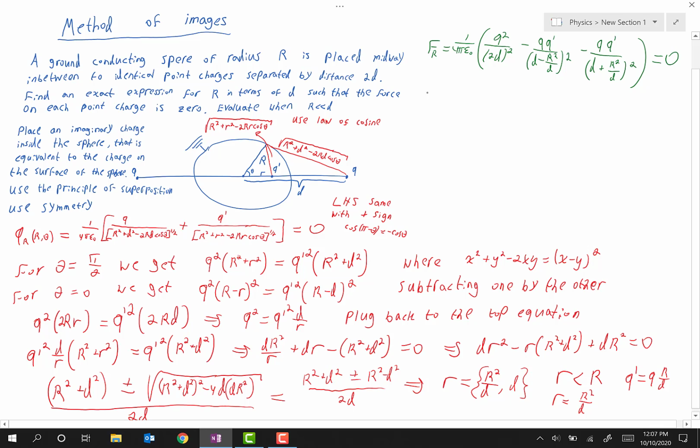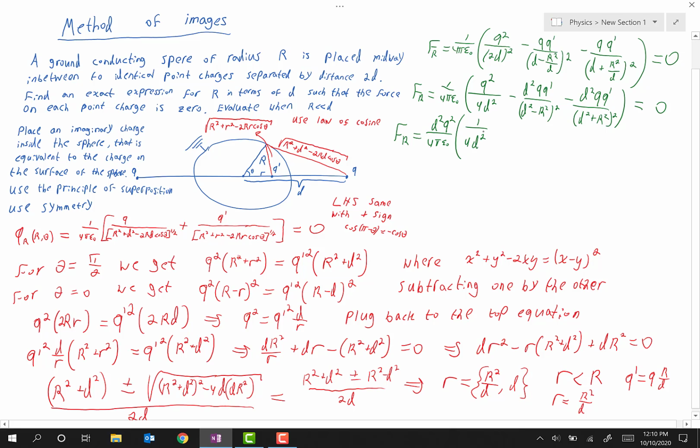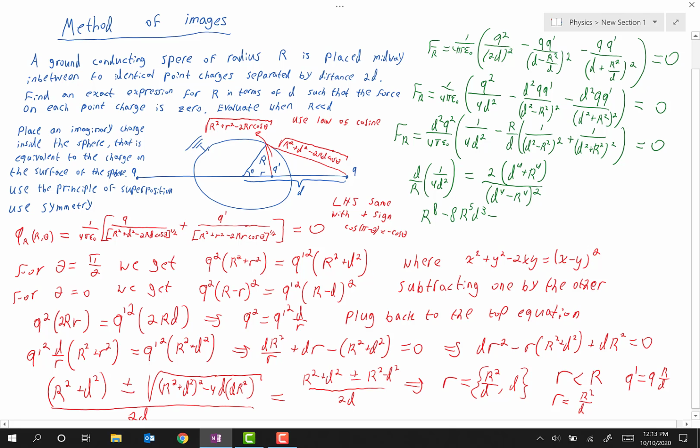We equate the force equal to 0, and now embark upon a series of algebraic operations. First of all, we multiply the entire equation by d squared. This will simplify the second and third terms. Now, we can plug in q prime, which we know is q R over d, and take as a common factor d squared q squared, equating that to 0, and then using a little bit more algebra, we can simplify our equation by cross-multiplying. Moving everything to one side and equating to 0, we can further simplify and expand as much as possible to get an equation which relates R to d, and we have an 8th order relation between those two.